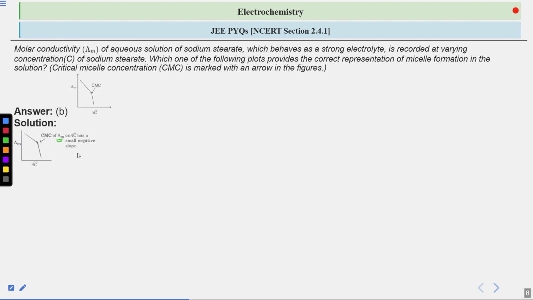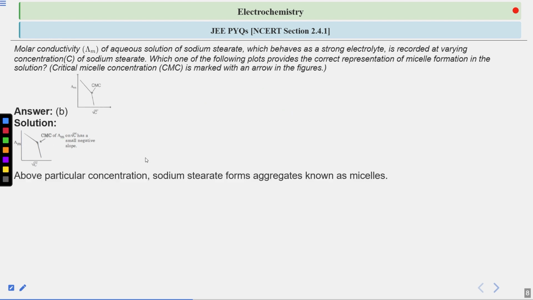The graph has a small negative slope. If you remember, with x and y as the axes, if the line goes up like this, the slope will be positive. But if the line goes in a decreasing way, then its slope will be negative. As both the lines are going like that, there will be a little negative slope for this graph.